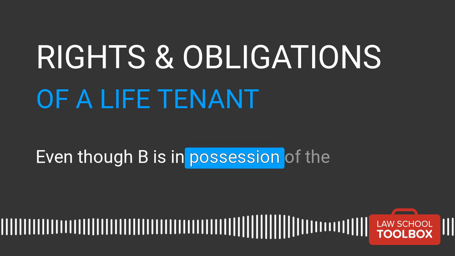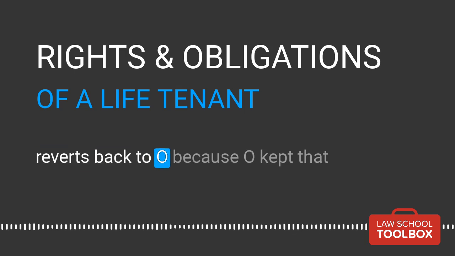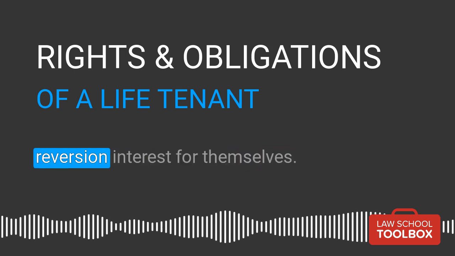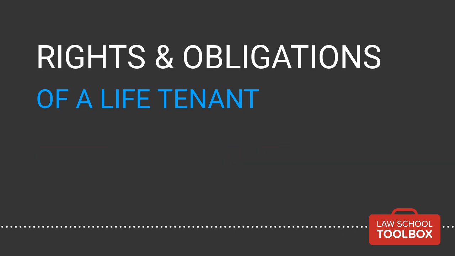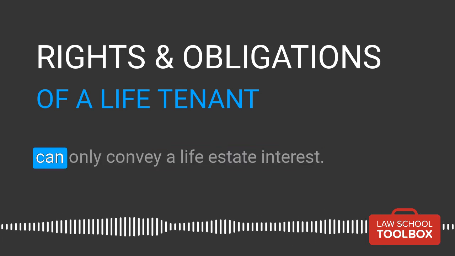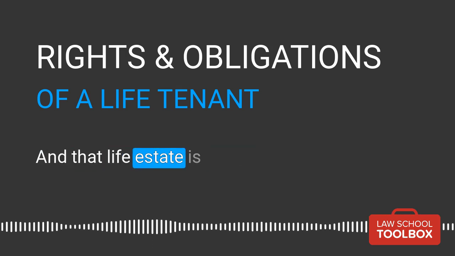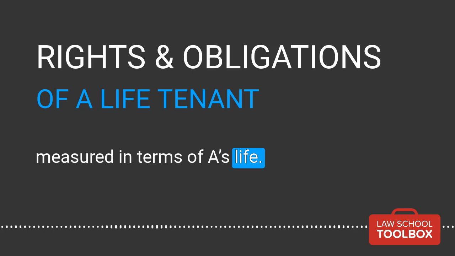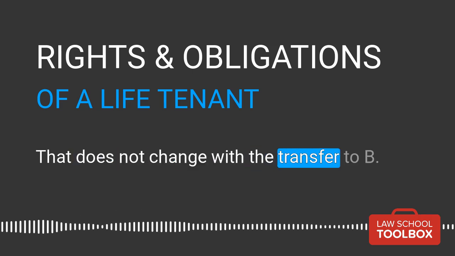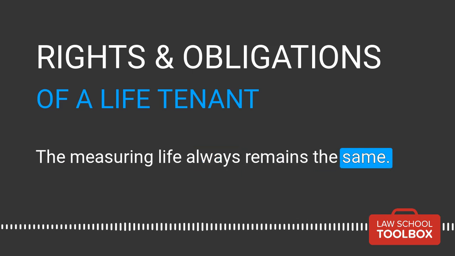Even though B is in possession of the property when A dies, Willow Lane reverts back to O because O kept the reversion interest for themselves. A only had a life estate interest, so A can only convey a life estate interest. And that life estate is measured in terms of A's life. That does not change with the transfer to B. The measuring life always remains the same.